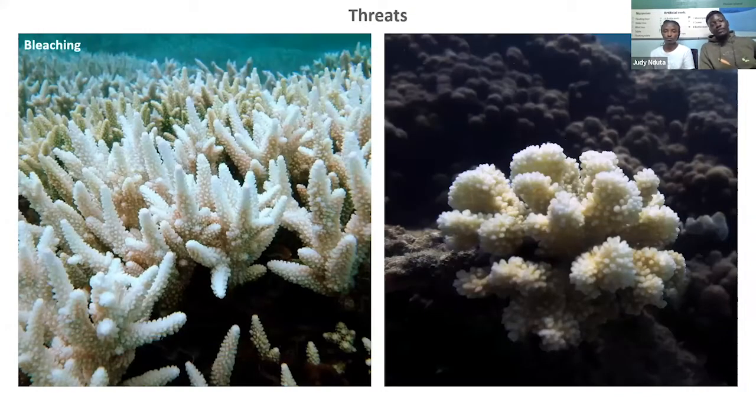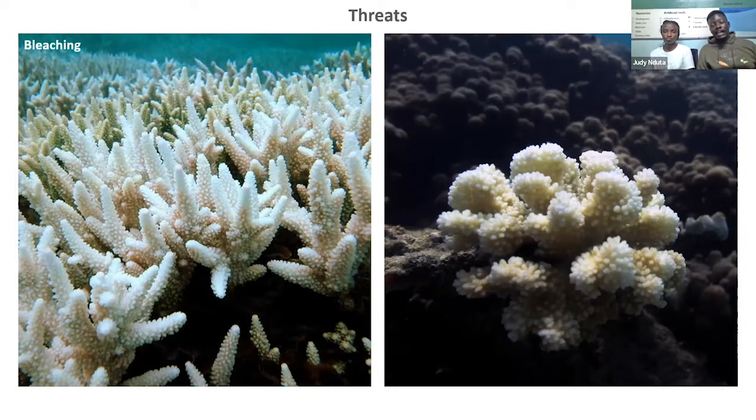Unfortunately, these beautiful environments are constantly under threat. The main global threat that affects coral reefs is global warming, which results in bleaching. What bleaching does to corals is that it pushes them past a certain heat threshold. And once they are past that threshold, they expel the algae that they live in symbiosis with.